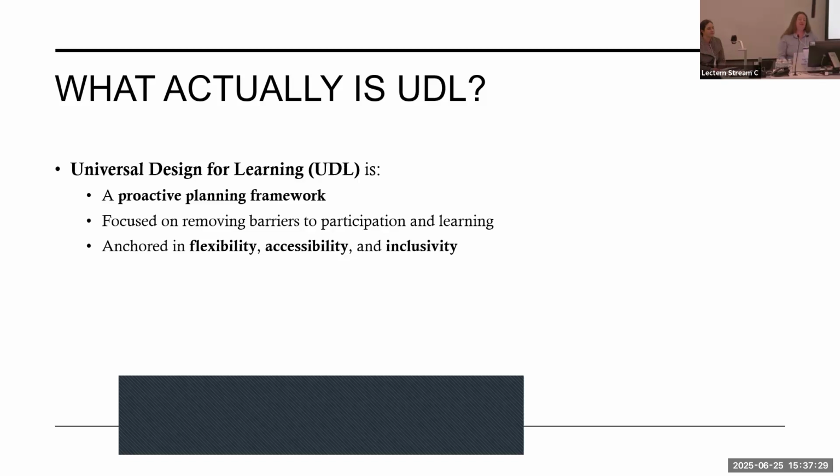So this means that we have to think beyond individual adjustments and instead build environments, build learning resources, build learning activities that are flexible, accessible, and inclusive by design, not by accident. Having a clear and shared definition of UDL at the whole of institution level is really important, and it's something we're working on at Monash University. When everyone, from teaching staff to senior leadership, understands what UDL is, what it looks like in practice, we can begin to align our policies, systems, and supports in a way that truly enables inclusive learning across the institution.